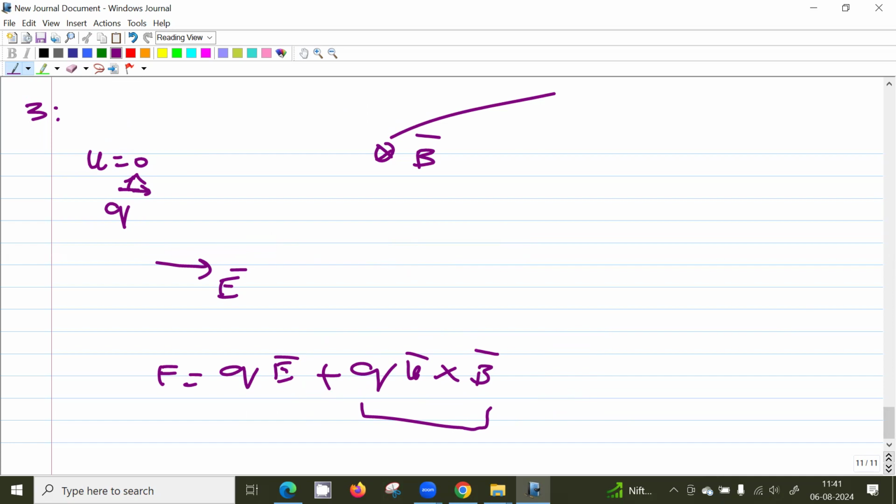You open a theory book, they have considered a lot of cases for this motion.